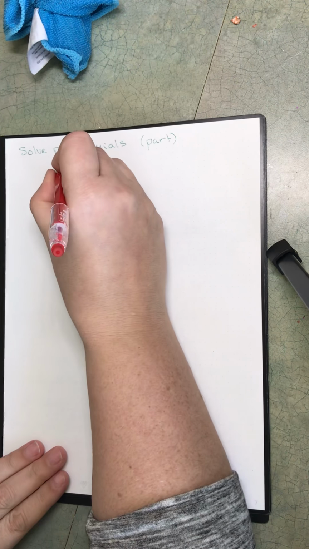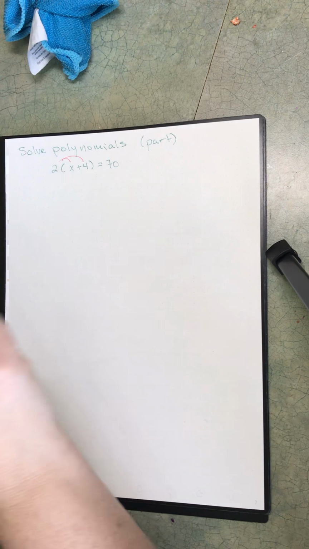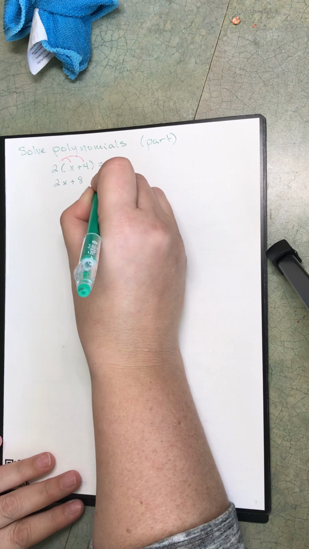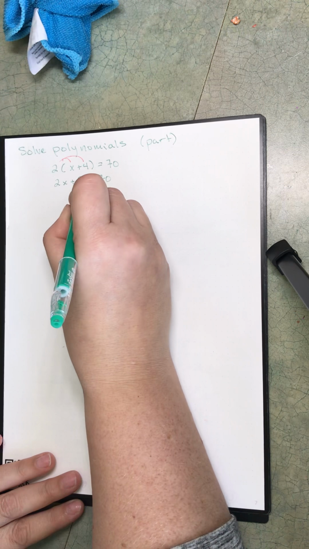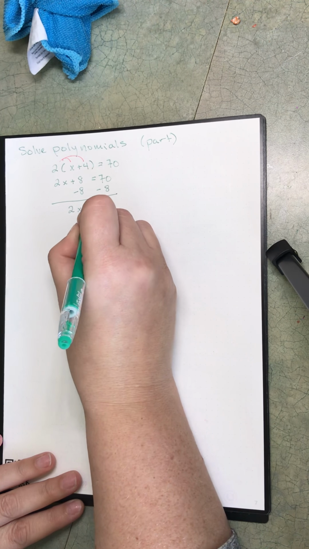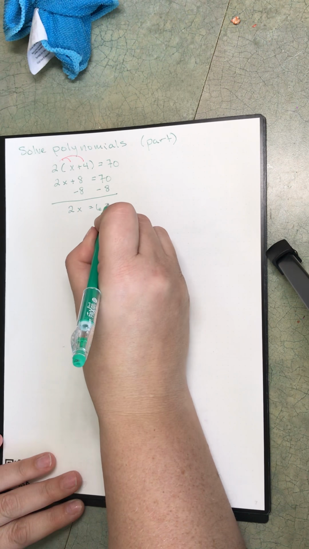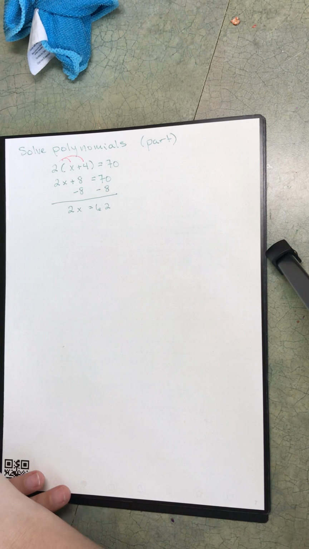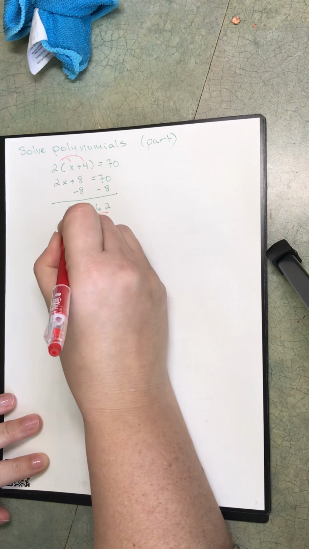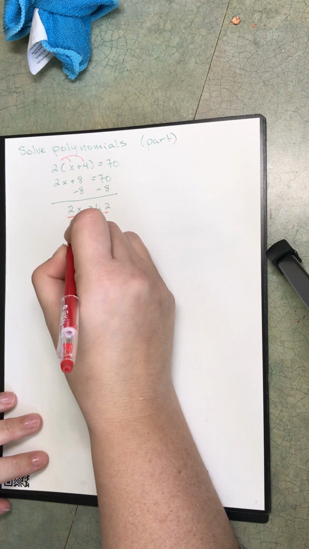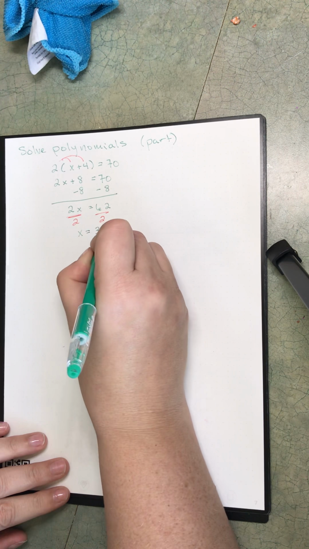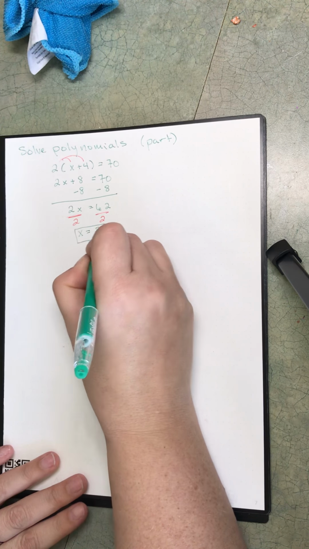One method, we can distribute first. So I have 2x plus 8 equals 70. Subtract 8. And I have 2x equals 62. Now I can divide both sides by 2. Remember, the opposite of multiplication is division. So I have x equals 31. And there's my answer.